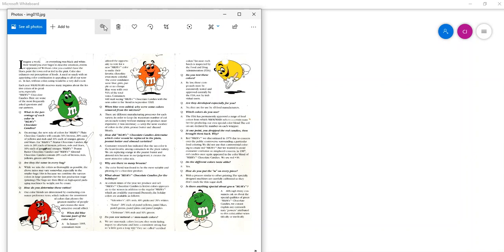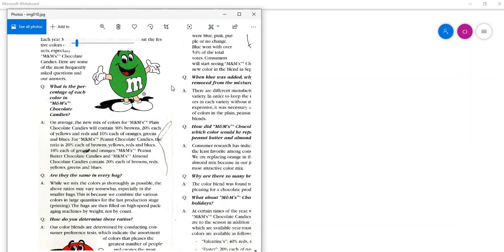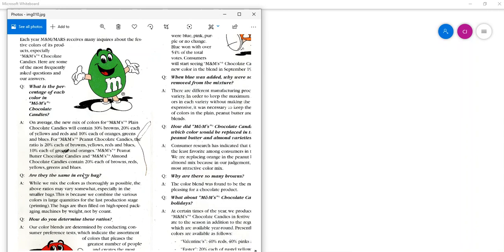And so I just want to pick one of these, and so right here, we'll see it says, on average, the new mix of colors for M&Ms plain chocolate candies will contain, and they give us some values that are supposed to be there when we get those plain M&Ms, right? So 30% brown, 20% yellow and red, 10% orange, green, blue, and so on. So we're going to use this data.